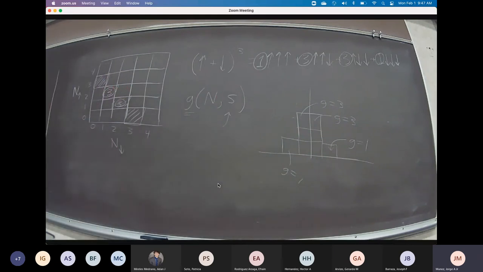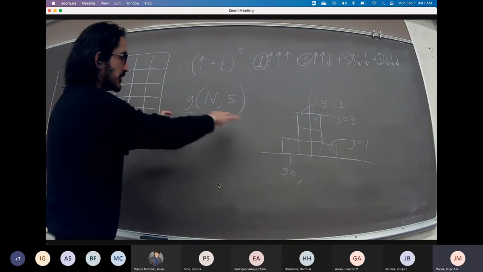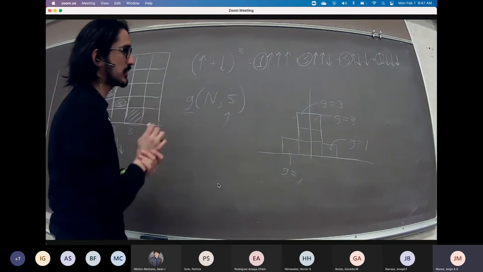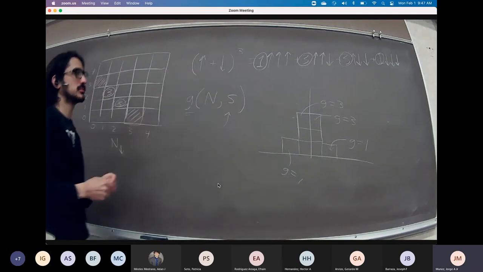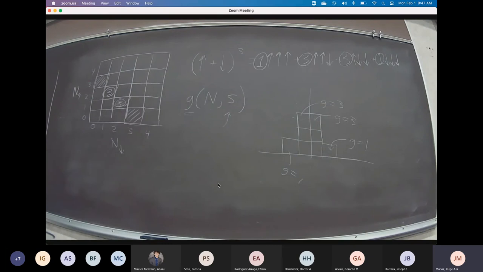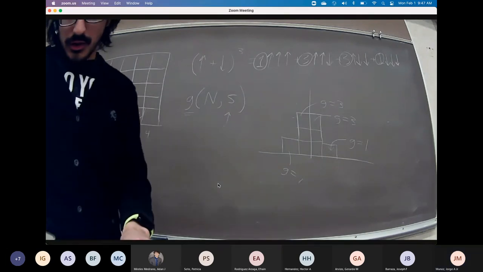Is the number of possibilities that you have to arrange your system so that it is consistent with the spin or the energy that you're measuring. Okay.